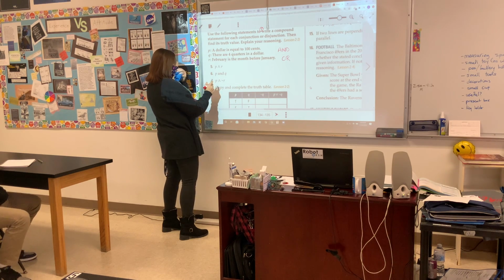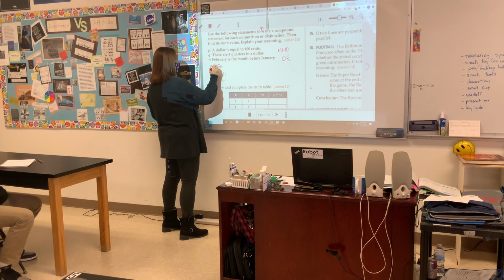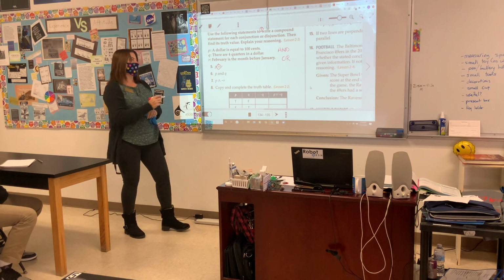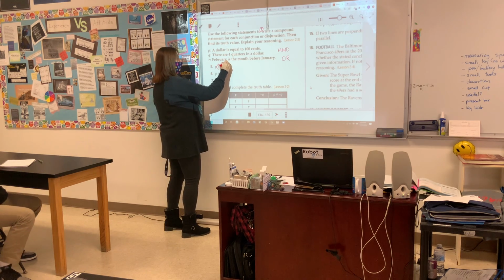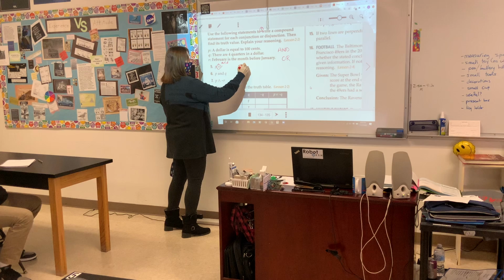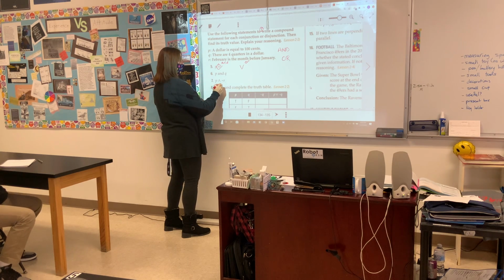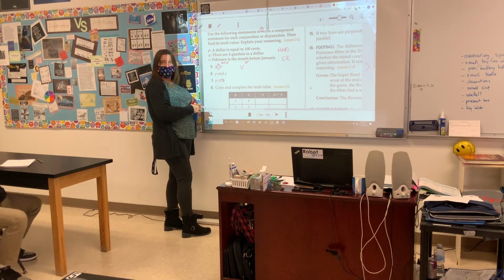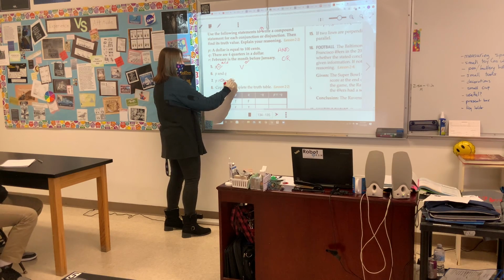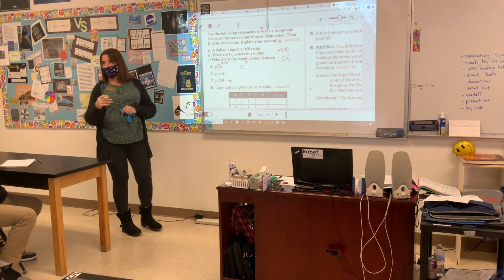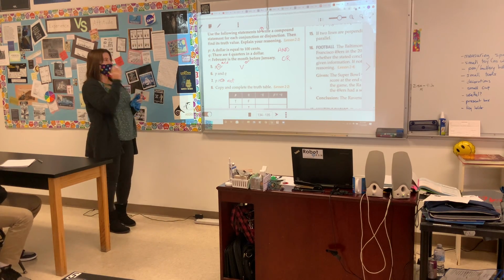Now, what does this mean here? And. Or. And. Or. The upside down one means or. What does that little squiggly mean? Not. So that's when I have to reverse. I have to say the opposite. Okay?